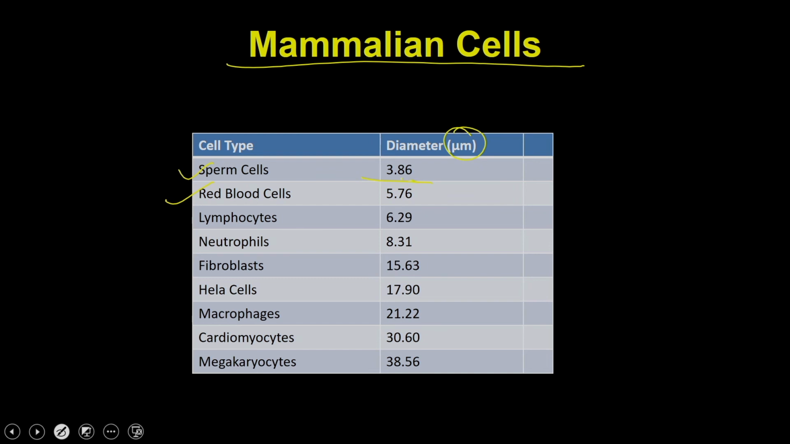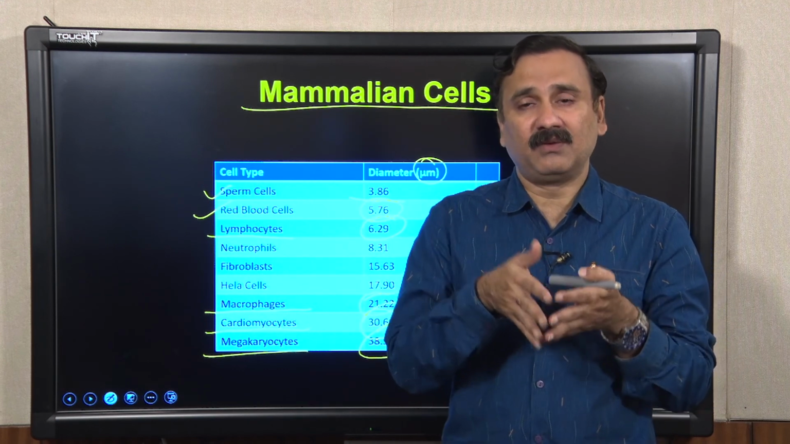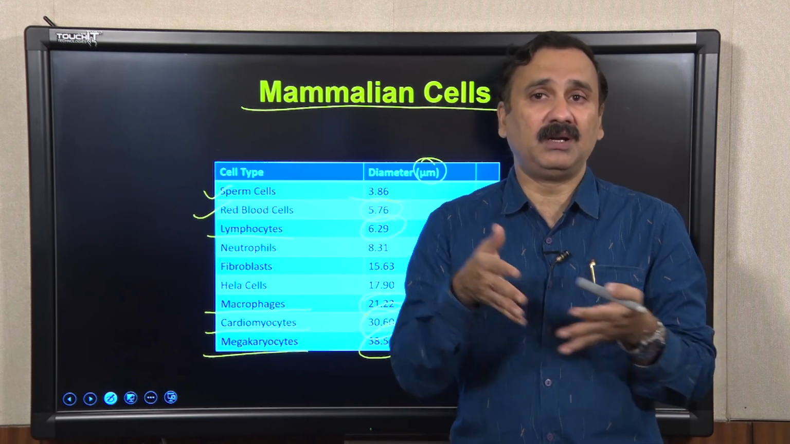Red blood cells are 5.76, lymphocytes are slightly bigger, 6.29, and the macrophages are in the range of 21 micrometer. Cardiomyocytes are even bigger than that, around 30 micrometer, and the megakaryocytes are very big, around 40 micrometer. So, in terms of size, the different mammalian cells are different from each other.